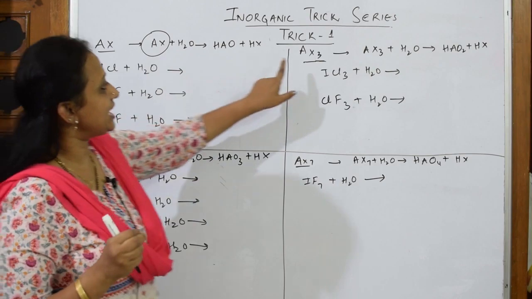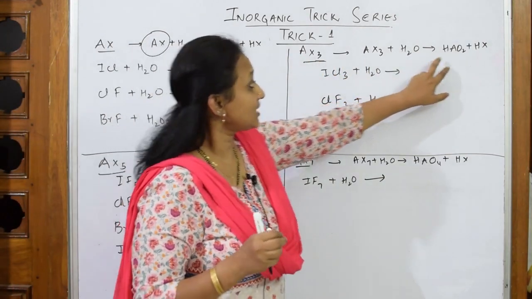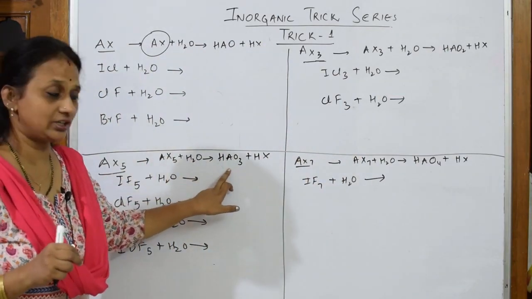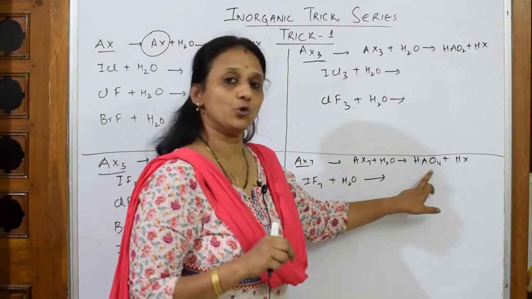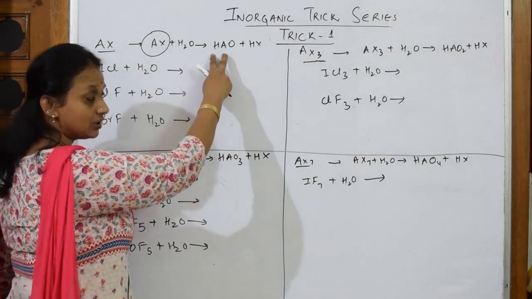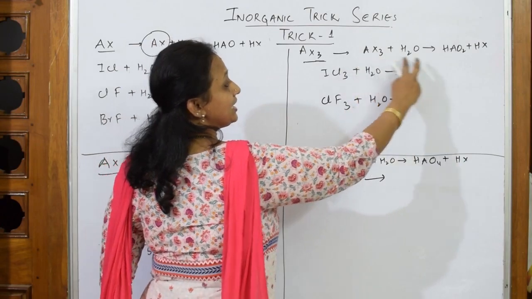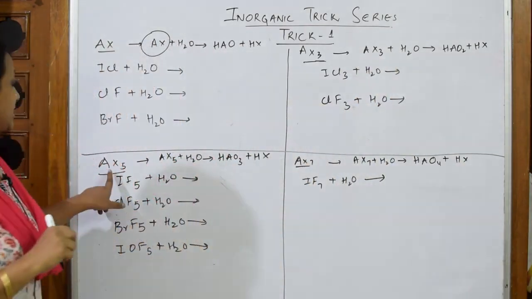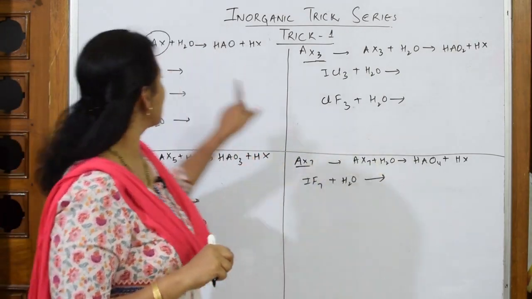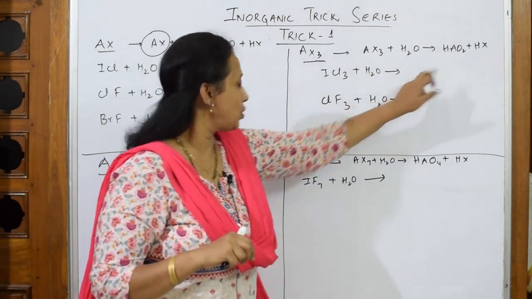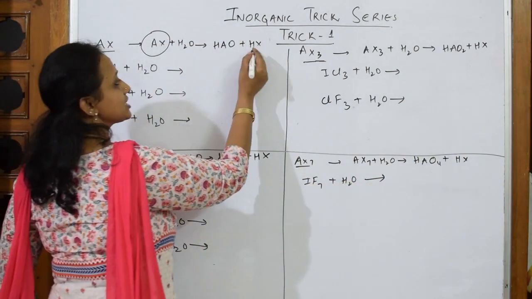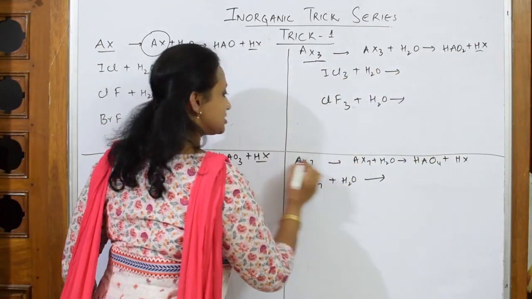For AX3, you will be getting HAO2. For AX5, you will be getting HAO3. For AX7, you will be getting HAO4. Simple. Let's start again. For AX, HAO. For AX3, HAO2. For AX5, HAO3. For AX7, HAO4. So, 1 O, 2 O's, 3 O's and 4 O's. But the common thing everywhere is HX. HX is common. In every reaction HX is common.